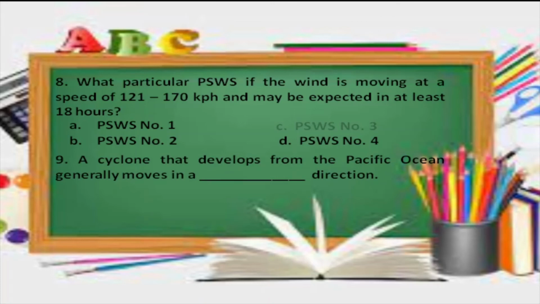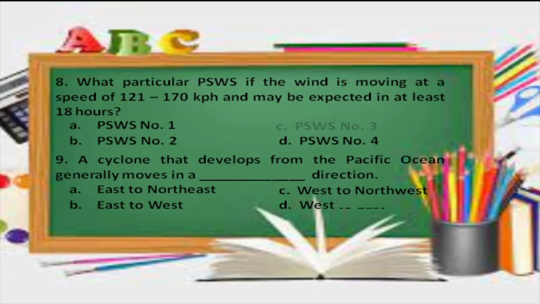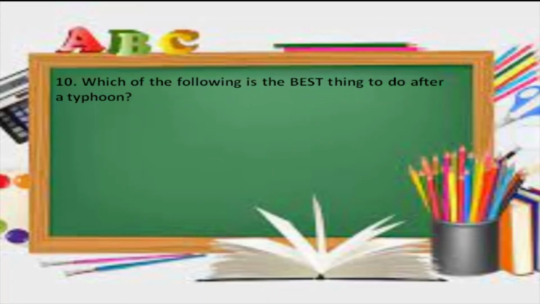A cyclone that develops from the Pacific Ocean generally moves in a blank direction. A. East to northeast. B. East to west. C. West to northwest. And letter D. West to east. The answer is letter C. West to northwest. Let's have item number 10.